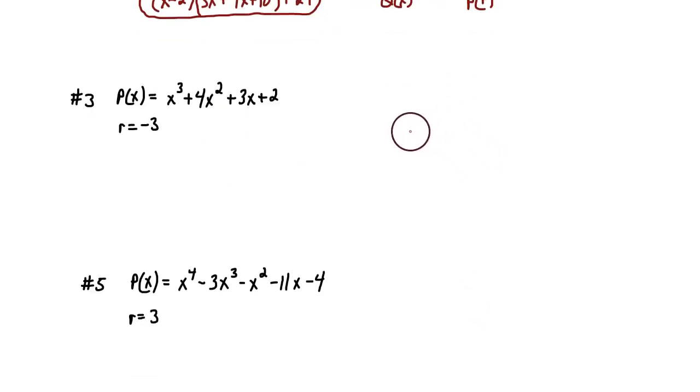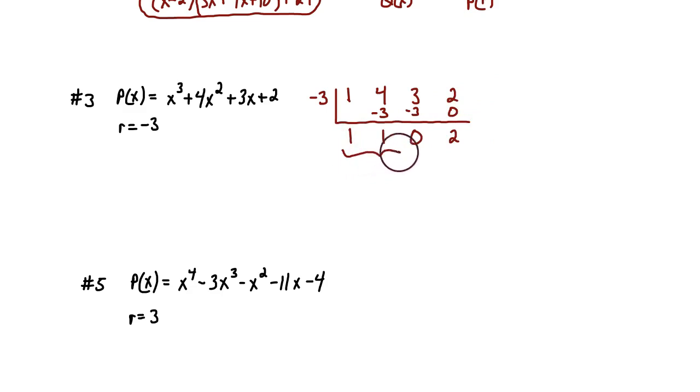Next one, let's follow that same pattern. Write down the coefficients from polynomial p. So the 1 from the x cubed, the 4 from the x squared, the 3 from the x, and the constant of 2. Divide in the value of r, which is -3. Now run through the synthetic substitution process. 1, -3, 1, -3, 0, 0, 2. Use these three numbers for Q of X. Use that number for the remainder, which is P of R.